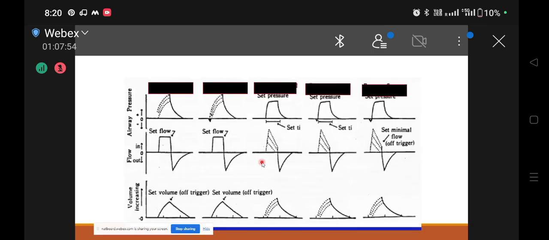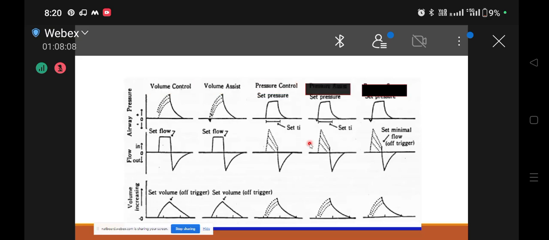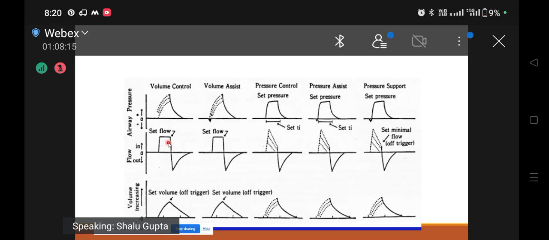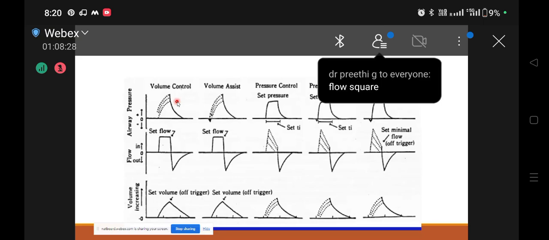So these are various flow patterns. I think in itself it's a different class, but just to sensitize you that there are various graphs available on your ventilator which can sometimes give you important information and also tell you about the various modes. Like this is a volume control mode. How do we know that? Can anybody tell how do we know this is a volume control? Anybody can answer in the chat box.